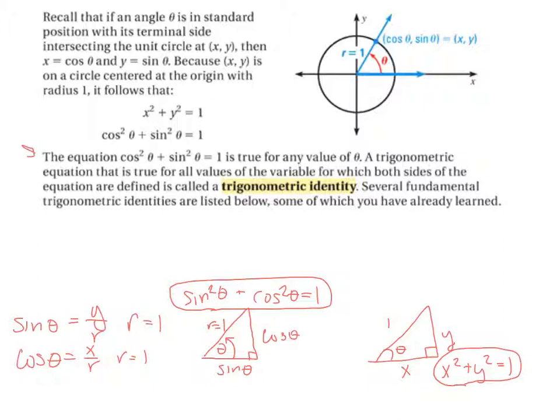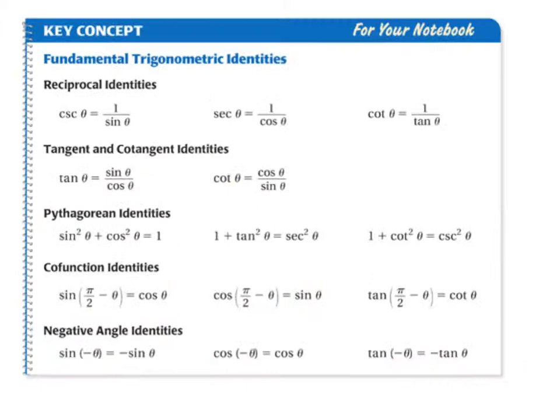Several fundamental trig identities are listed below. Next slide. Some of which you've already learned. These we already know, the reciprocal identities. These we already know, tangent and cotangent identities. These are all new.